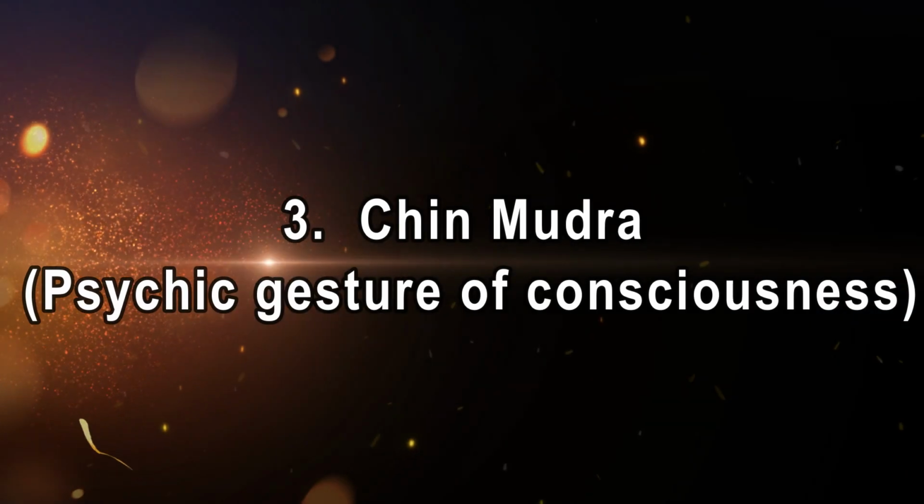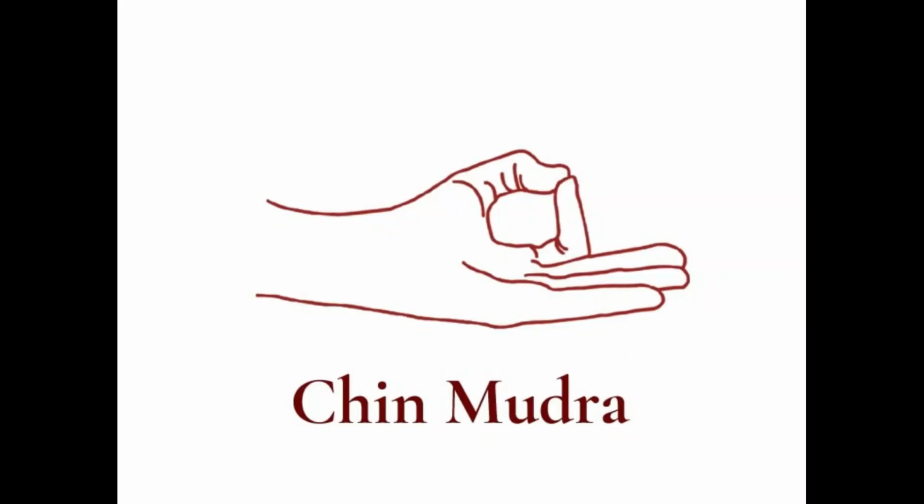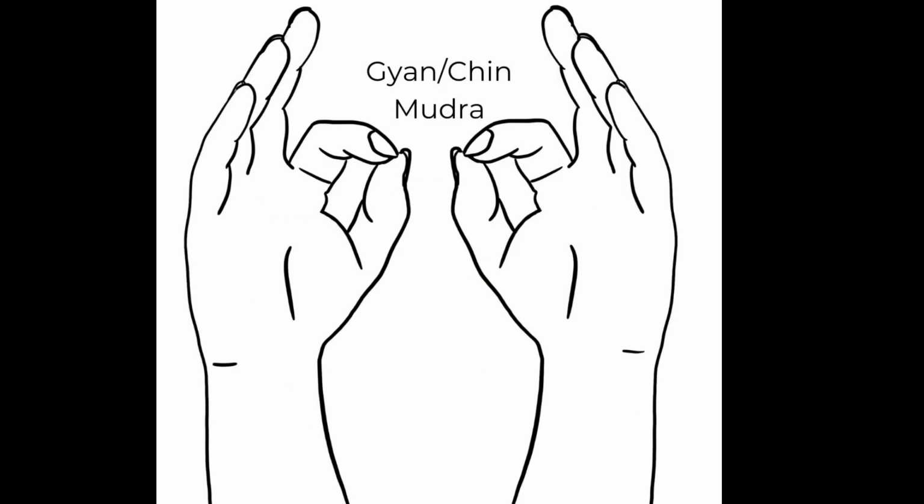3 is Chin Mudra, psychic gesture of consciousness. Chin is derived from the Sanskrit word chit or chitta, which means consciousness. Chin Mudra, therefore, is the psychic gesture of consciousness. Chin Mudra is exactly the same as Jnana Mudra. The only difference is that in Chin Mudra the palms face upwards.